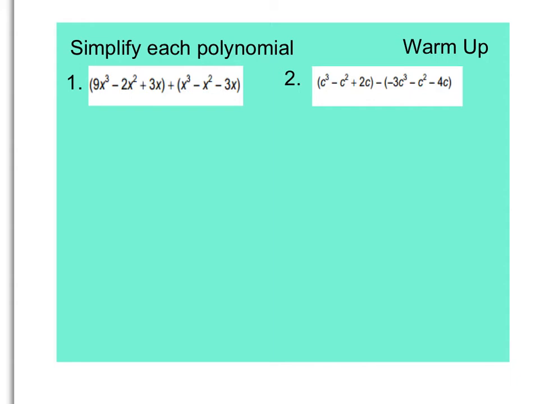Alright, so this is reviewing our adding and subtracting polynomials. Number one, there was already a plus sign in between them, so we're just simply combining like terms. Start with the 9x cubed. There's a 1x cubed here, so that makes 10x cubed.